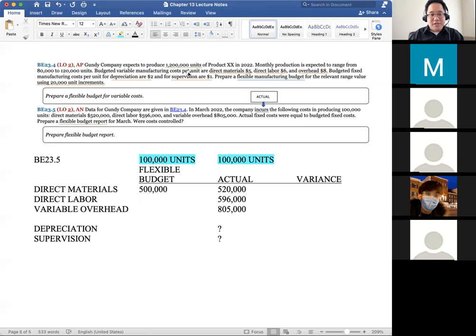The original information is the static information. If we update it or use it in a new scenario, or if we change it around, then it's the flexible budget. How much is direct labor expected to be if you make 100,000 units? It's $6 each, so 600,000. Variable overhead would be 800,000. Okay, 800,000.